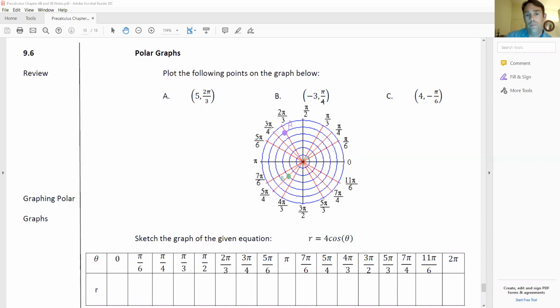All right, last one. 4, negative pi over 6. So I'm going in a negative direction. I'll be at 11. Negative pi over 6 is 11 pi over 6. So I'm going out 4. And there's C.